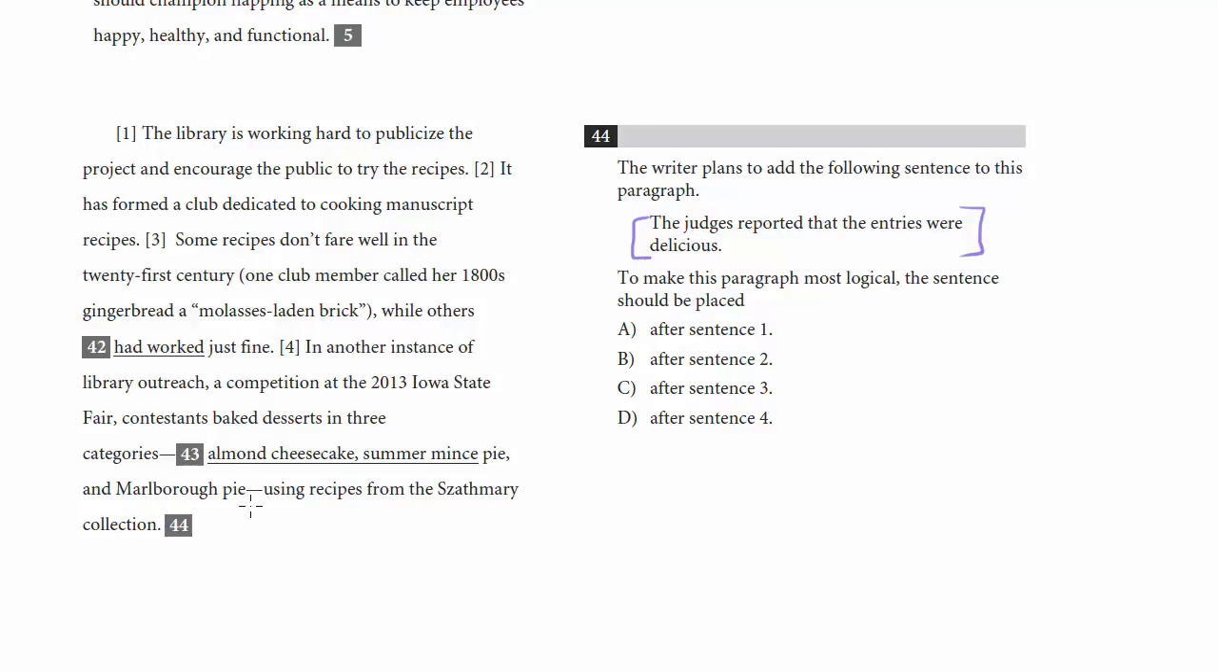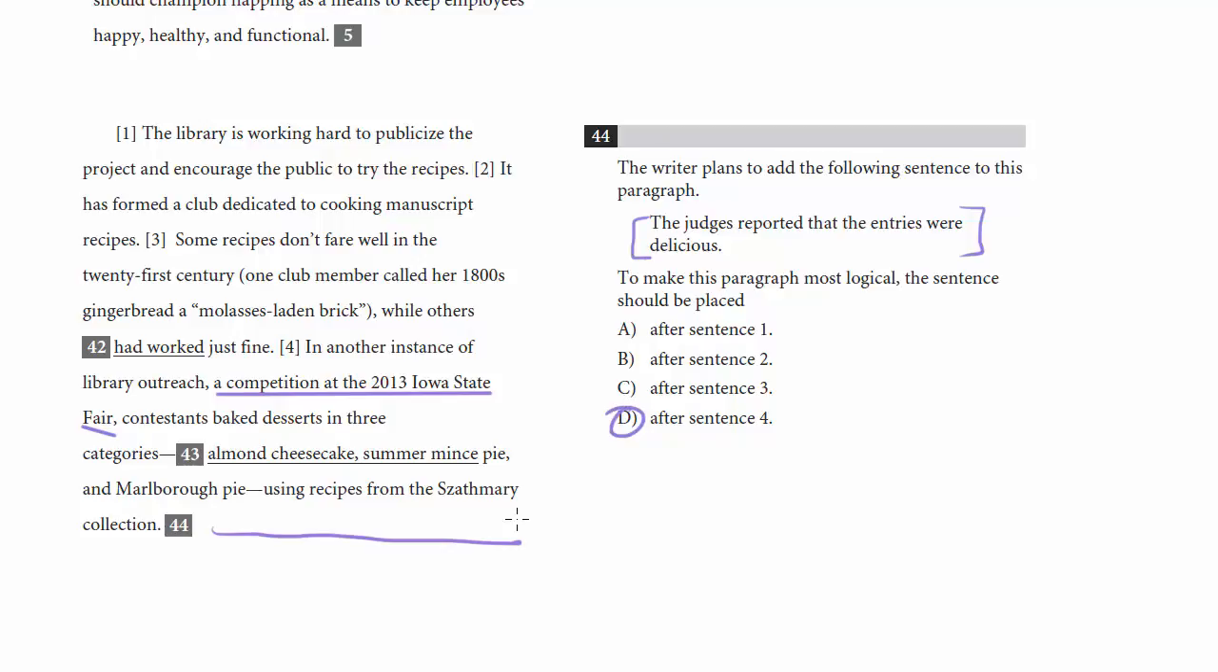The only one that would have anything to do with judges would be this competition. If there's a state fair and there's a competition, there's probably judges. And these contestants baked desserts from this collection. And it would make sense that after the sentence, we would say something like, and the judges of this competition said that they were good. So it makes most sense to put this right after sentence 4.